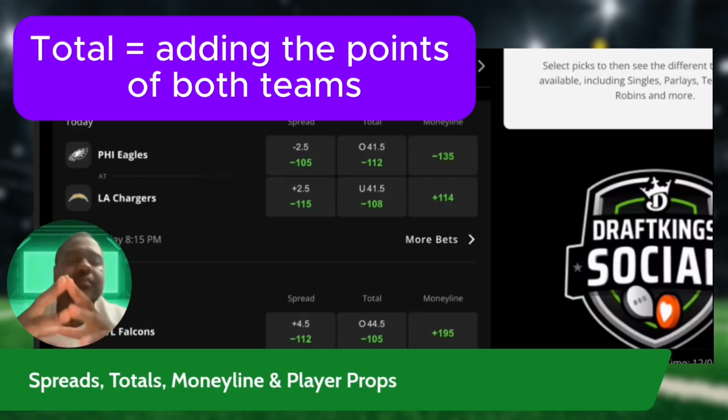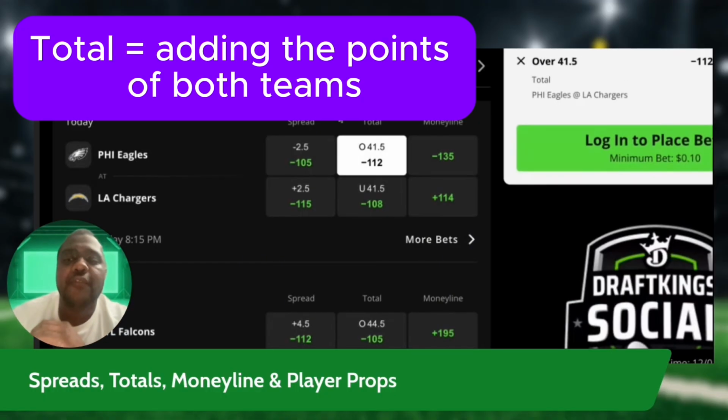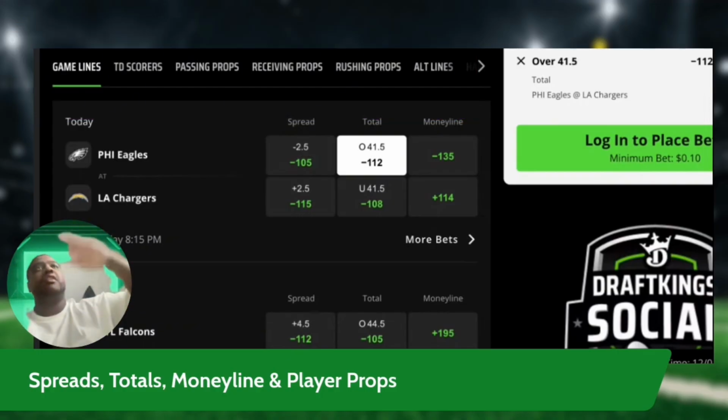So let's say the Eagles scored 30 points, right? Let's say we want to take the over 41 and a half. That means whenever you see a 0.5, they're always rounding up. That's what you learn in kindergarten, first grade, second grade, third grade, right? So if I want to take the over, that means the total of this game has to be 42 or more. When I add the scores from both teams together, that number has to be 42 or more if I want to bet the over 41.5 in this game.